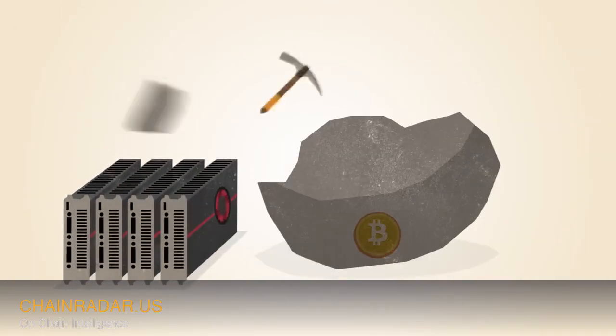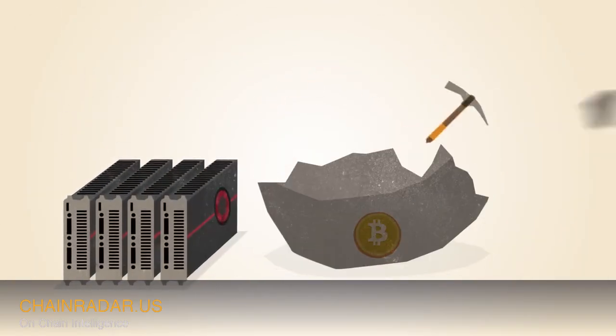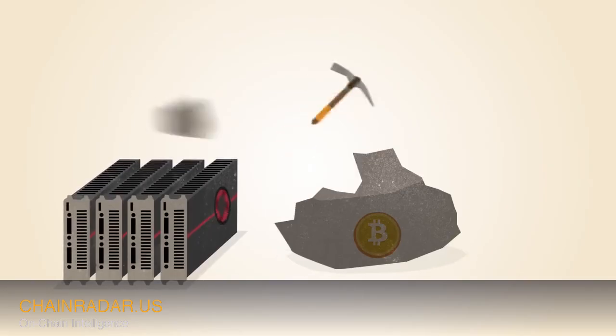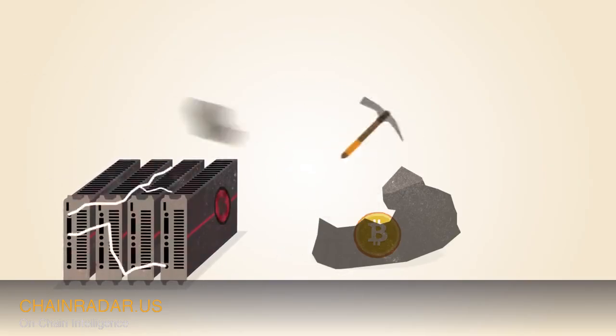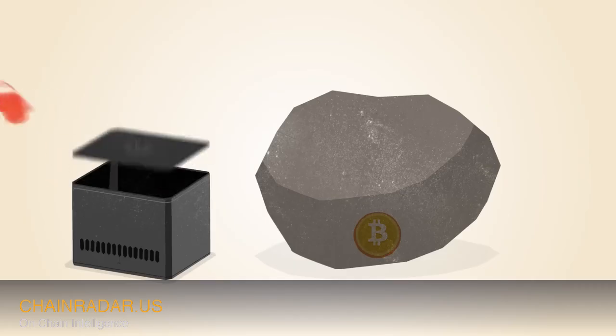Nansen labels wallets based on behavior. Filter by smart money to see what institutional traders and funds are buying. Add those addresses to your watch list and follow their moves.